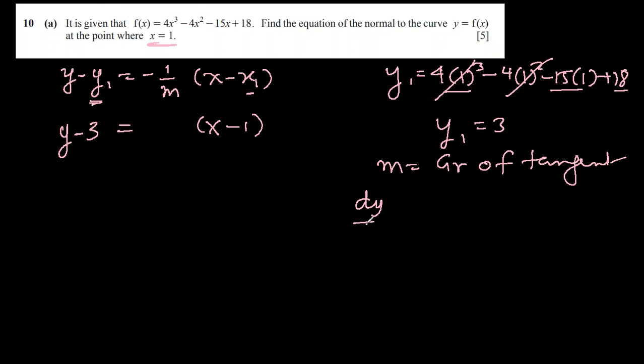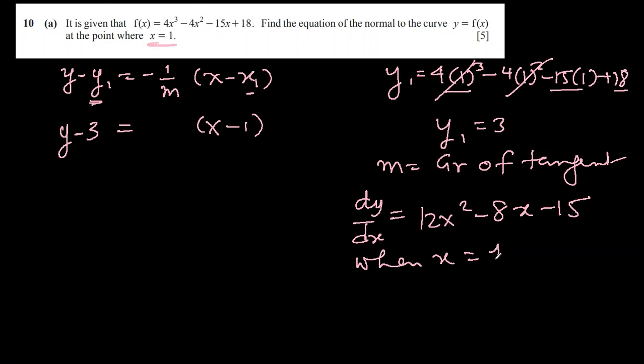And the gradient of the tangent is nothing but dy over dx at that specific point. So let's find dy over dx of the given polynomial. It's 12x squared minus 8x minus 15. When x is equal to 1, what will be the dy over dx?